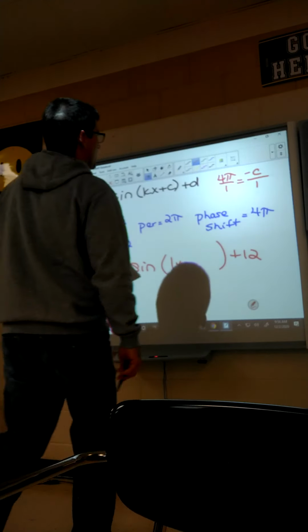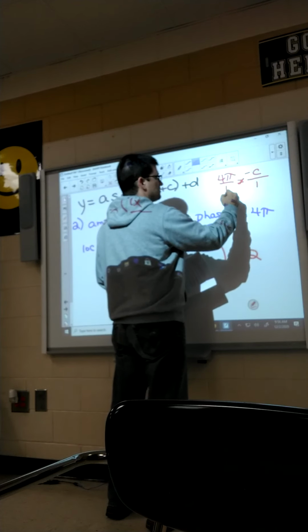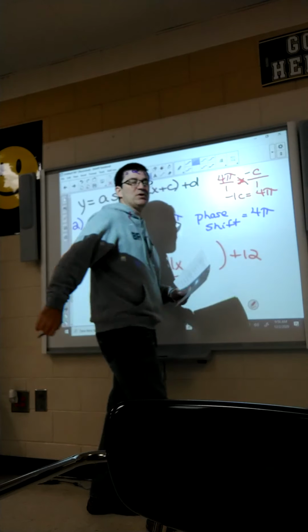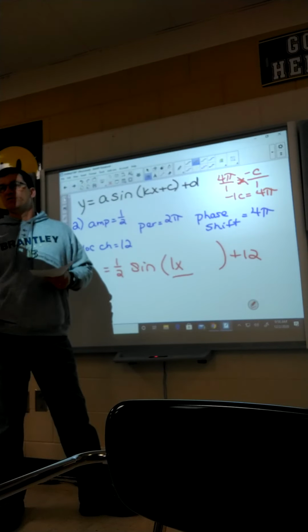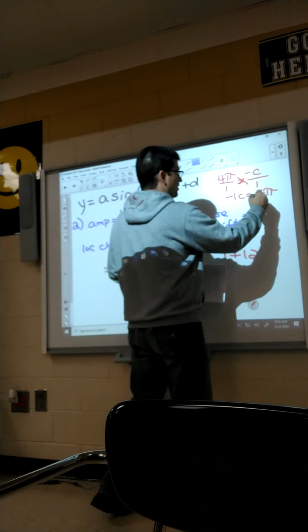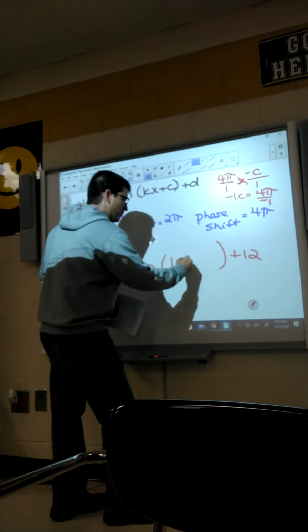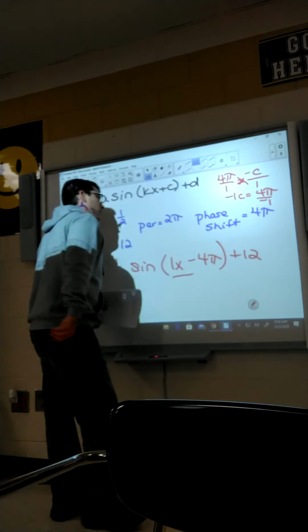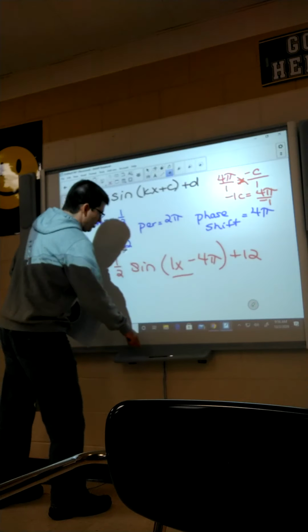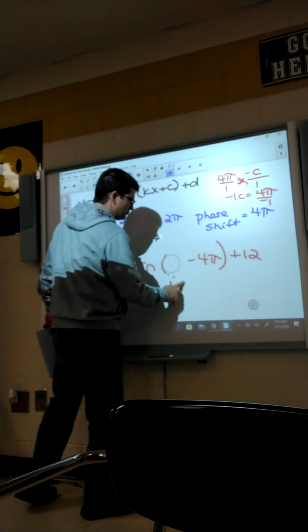All right, so Silas, here we go. I got 1 times negative c is negative 1c equals 4 pi. So now, how do I know which one I divide by? You divide by the one that's with the letter. Which one's with the c? So I divide by negative 1. My answer should be negative 4 pi. All right, Nolan, any questions? Good? All right, so let's do 3.